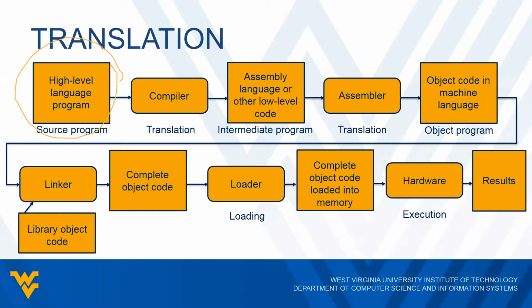But even then we're not done, because we still have to actually run the thing. So we would use the loader, which would take this object code and store it into our main memory. So it's going to be loaded into memory somewhere. And then we would have the hardware actually execute each line in the object code, and we would finally get the results of our program.